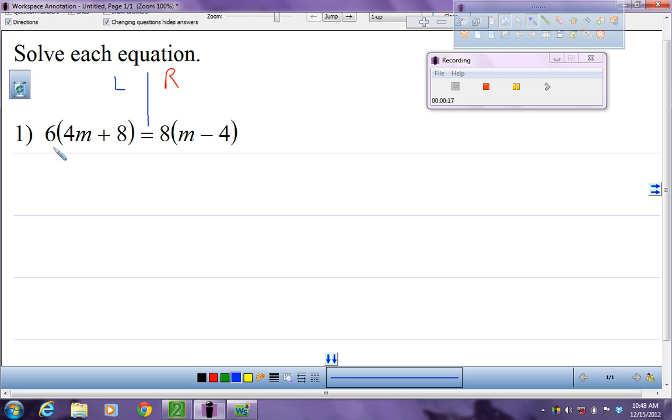So if I do the left side here, and if I follow PEMDAS, right, then I'm actually doing my math. So when you do your math, you have to follow PEMDAS. I check the parentheses. They're both different terms, so there's nothing to collect right there. I check the exponents. There's no exponents. I check multiply and divide, and I can see that the 6 multiplies with the 4m and the 8. So that gives me 24m plus 48.